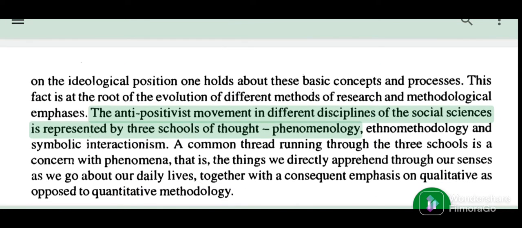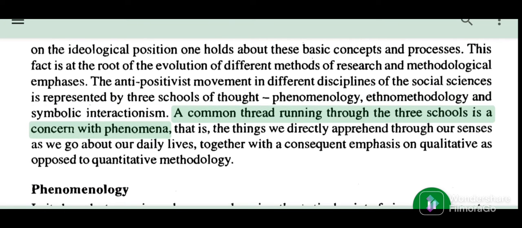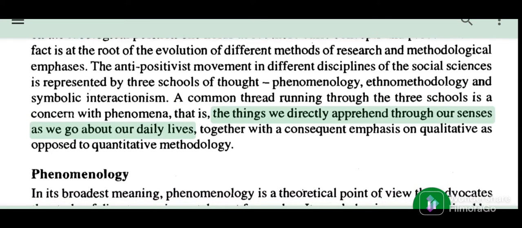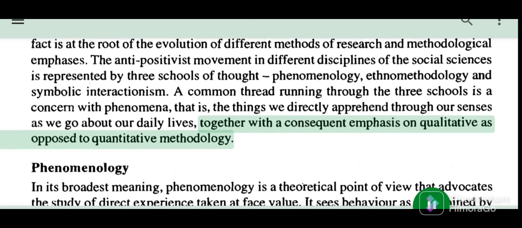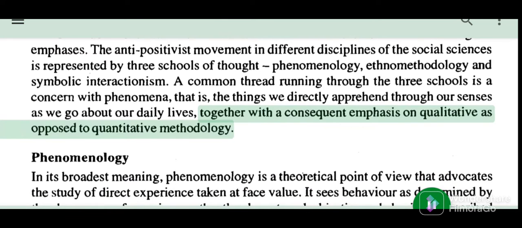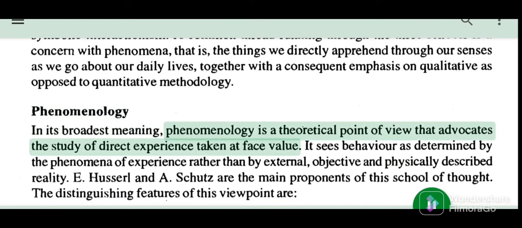The anti-positivist movement in different disciplines of the social sciences is represented by three schools of thought: phenomenology, ethnomethodology and symbolic interactionism. A common thread running through the three schools is a concern with phenomena, that is, the things we directly apprehend through our senses as we go about our daily lives, together with a consequent emphasis on qualitative as opposed to quantitative methodology. Phenomenology in its broadest meaning.